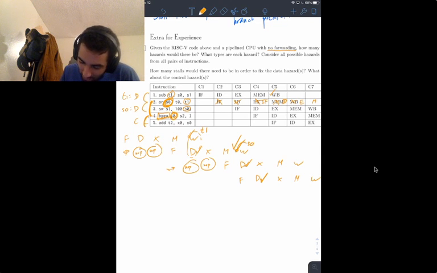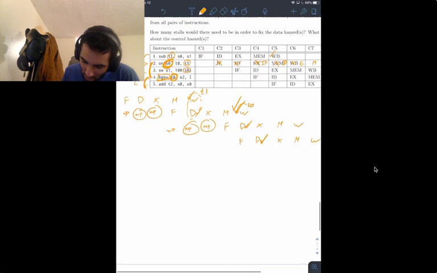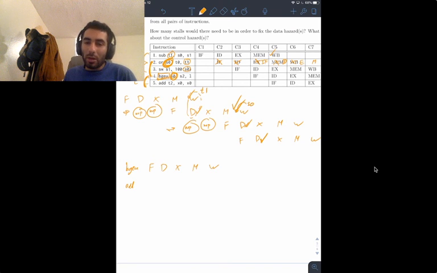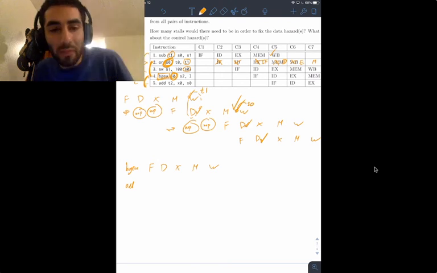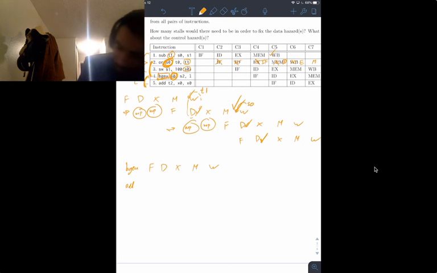So we have the branch instruction. So I'll just say the branch is right here. So BGEU will go F, D, X, M, W, and the add instruction is here, right? So remember what we said earlier. In order to account for stalling of this branch instruction, what are my options?